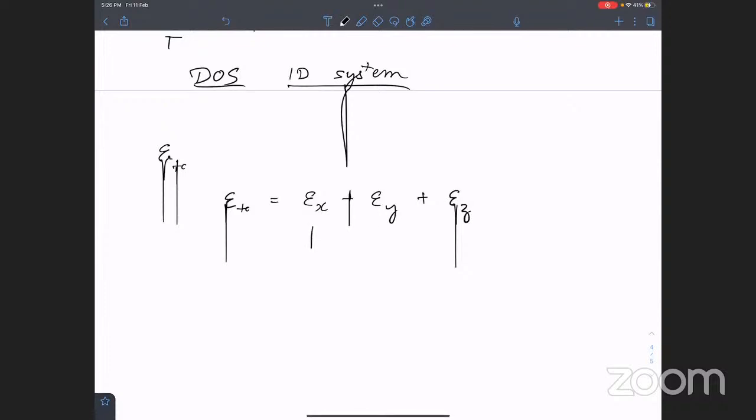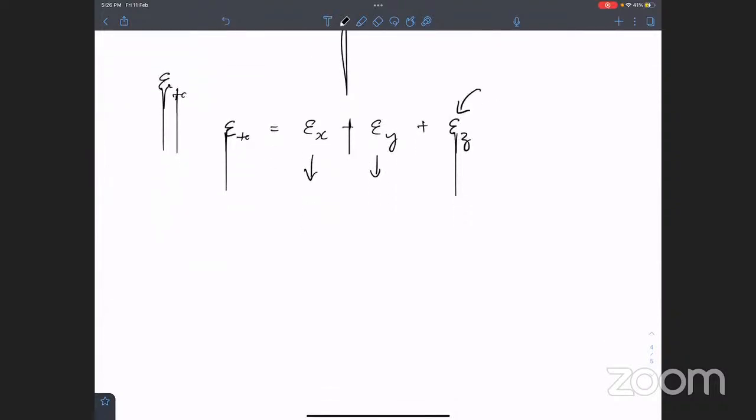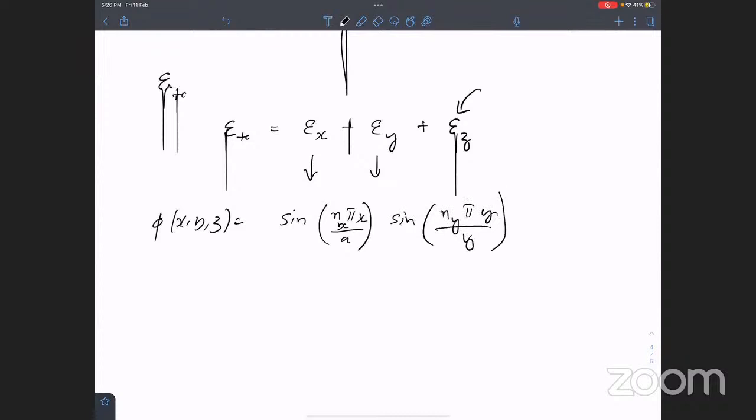Here, for a 1D system, this is the free coordinate. That's how we call it. And my wave function, phi x, y, z, is going to look like this. It is going to have a trapped state, sine of nx pi x by a, sine of ny pi y by a, into A e to the power minus j kz z plus B e to the power plus j kz z.